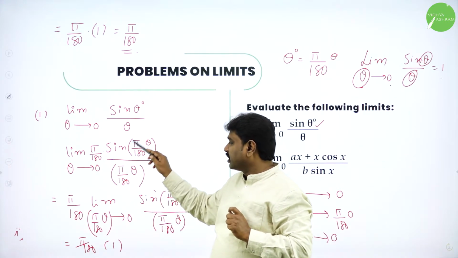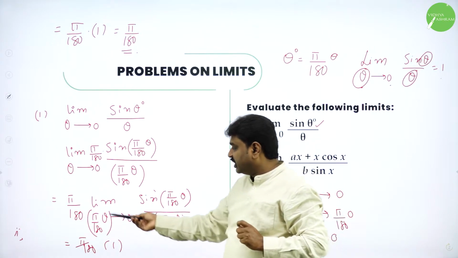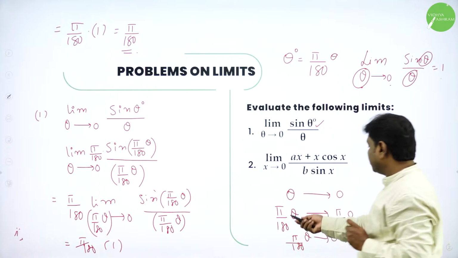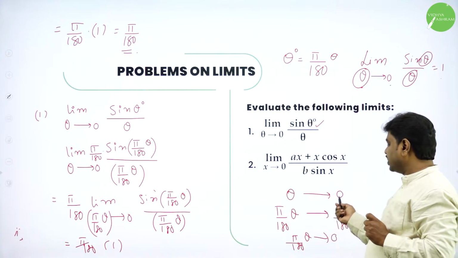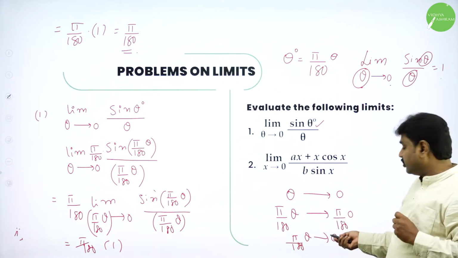Limit theta tends to 0, the remaining part is sin of (pi by 180 theta) divided by (pi by 180 theta). And if theta is tending to 0, pi by 180 theta also tends to 0. I told you, multiply pi by 180 on both sides. If theta is tending to 0, pi by 180 theta tends to pi by 180 times 0, and pi by 180 times 0 is 0.